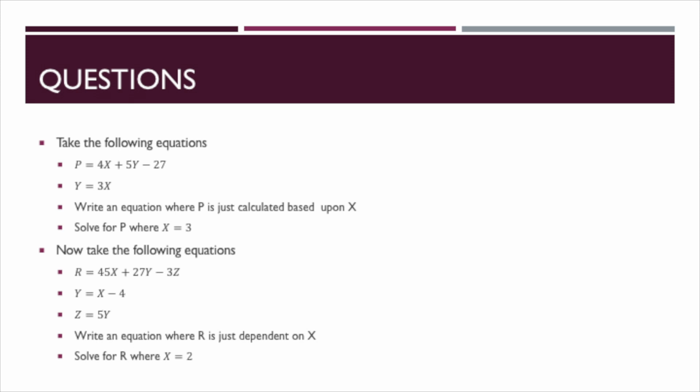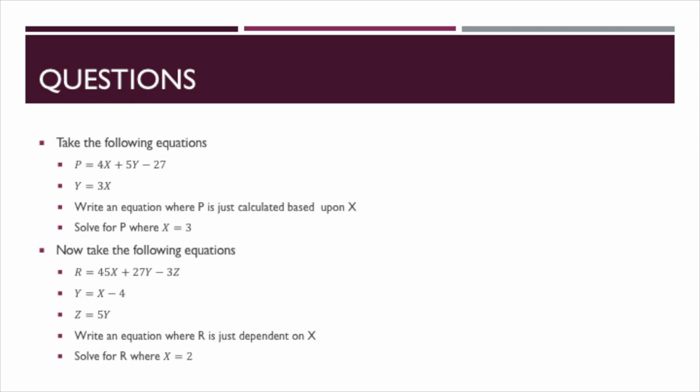So let's take some questions. Take the following equations. P equals 4x plus 5y minus 27, and y equals 3x. Now, first of all, write an equation where p is calculated just based upon x. So you will eliminate y out of the equation. And then after you've done that, solve for p where x equals 3.